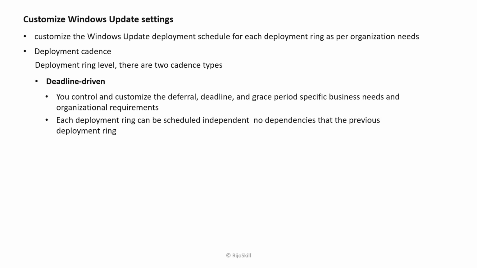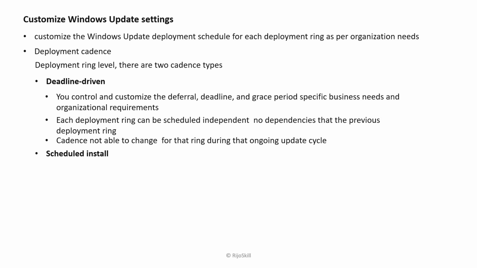So once you create one deployment ring, that deployment ring does not depend on another deployment ring. You can put different periods, the quality update period, and everything you want, and you can control it. But these rings do not depend on each other. The cadence cannot be changed for the ring during ongoing updates. After you implement an update, during the ongoing update time you cannot change the cadence type.